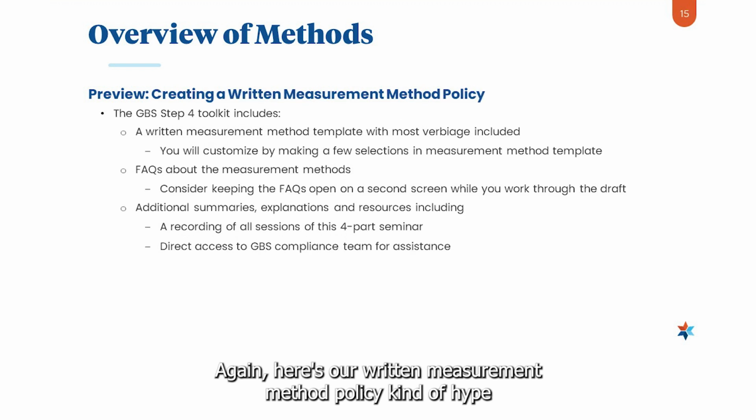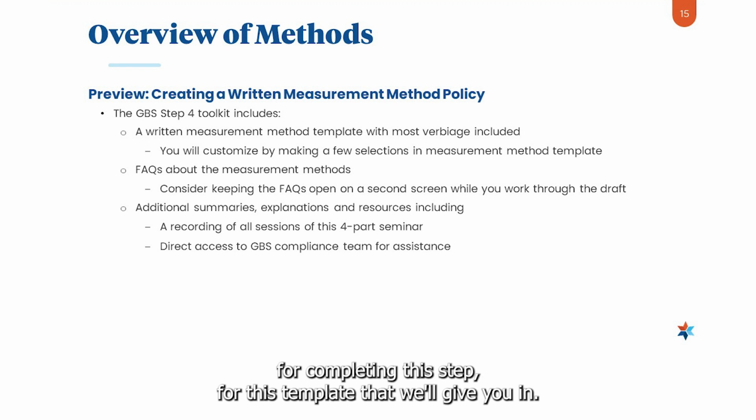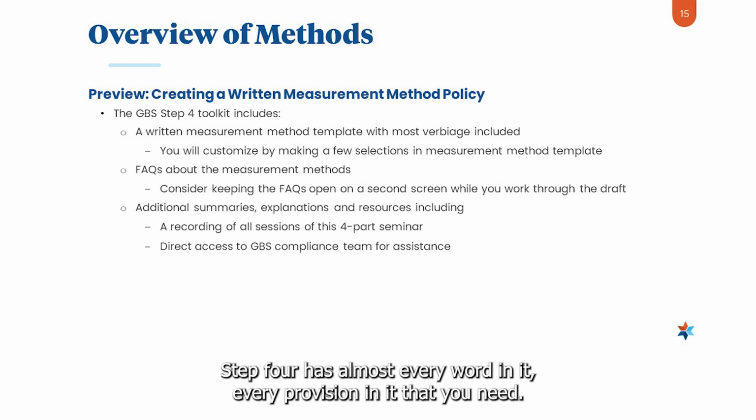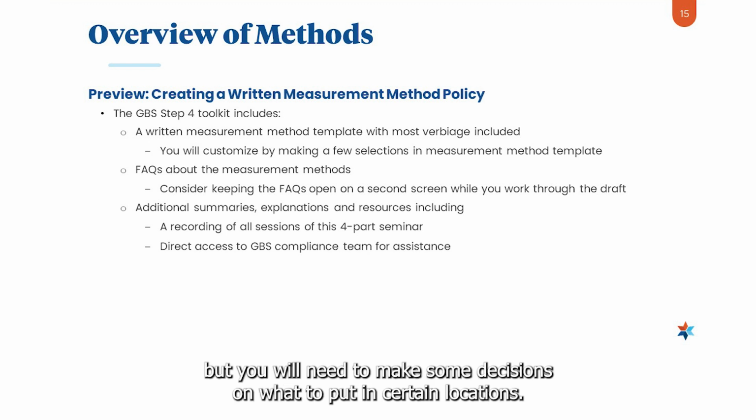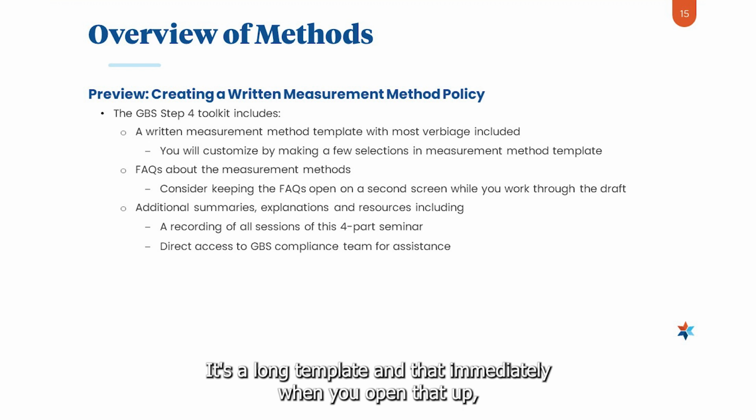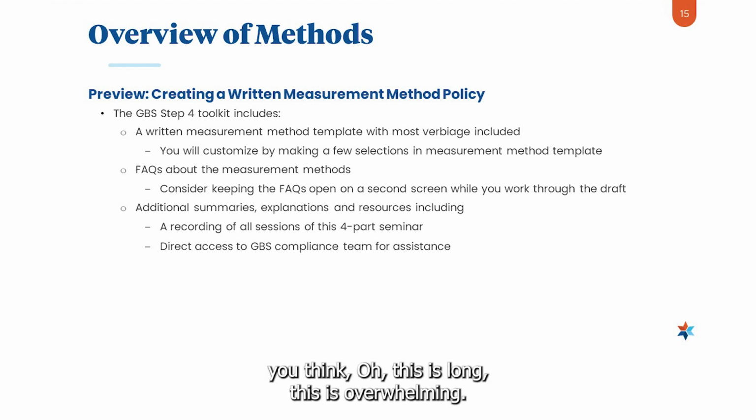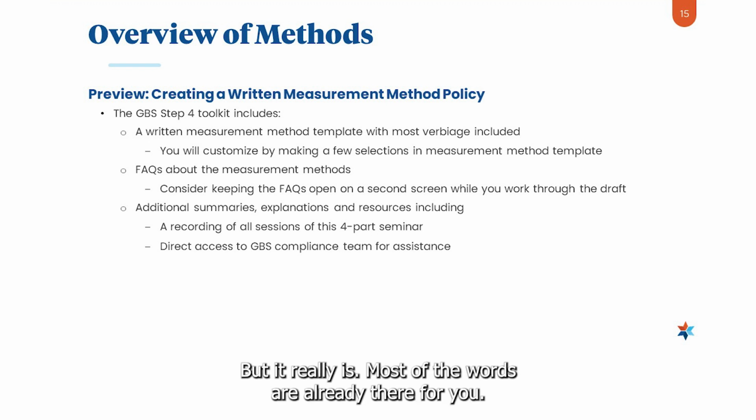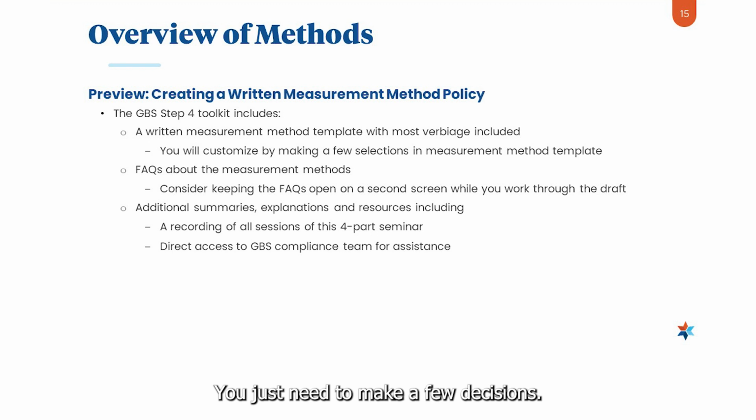Again, here's our written measurement method policy, kind of hype up for completing this step 4. This template that we'll give you in step 4 has almost every word in it, every provision that you need. It's already there for you, but you will need to make some decisions on what to put in certain locations. It's a long template, and immediately when you open that up, you think, oh, this is long, this is overwhelming, but it really is not. Most of the words are already there for you. You just need to make a few decisions.